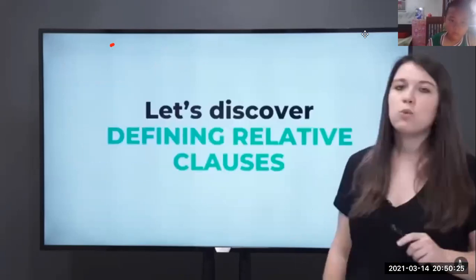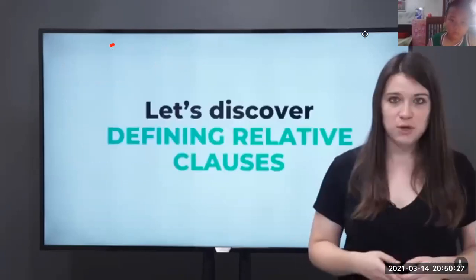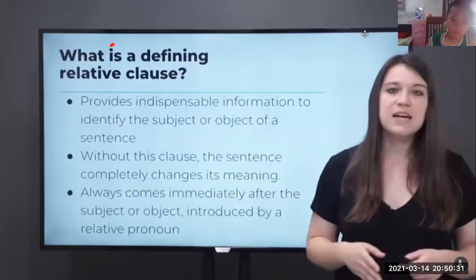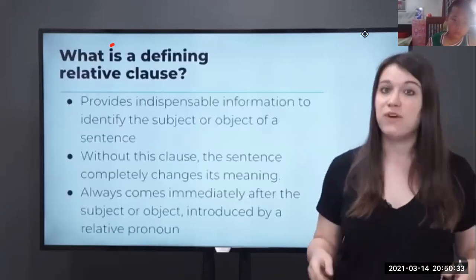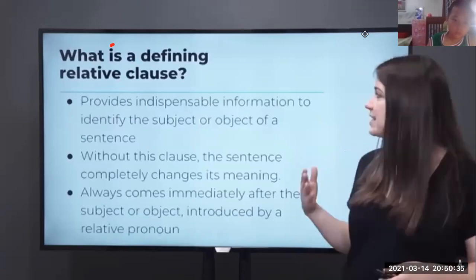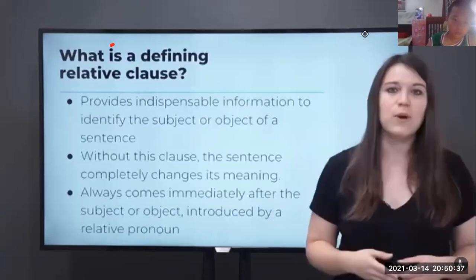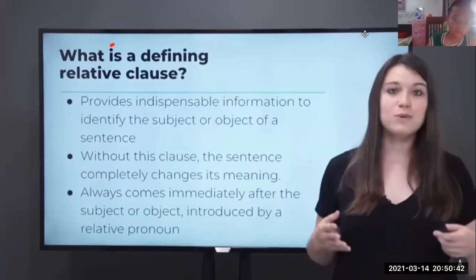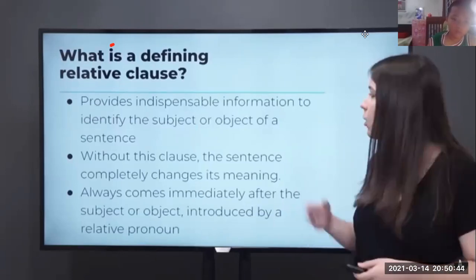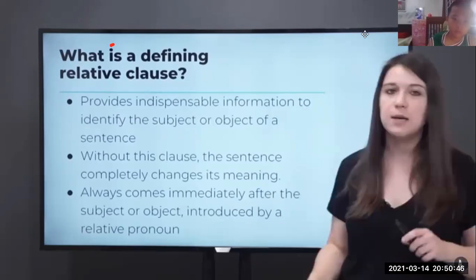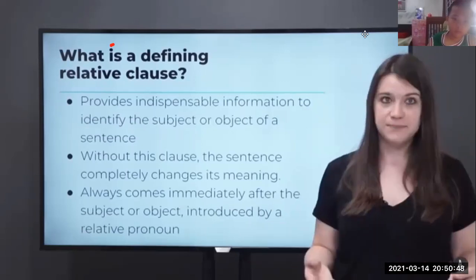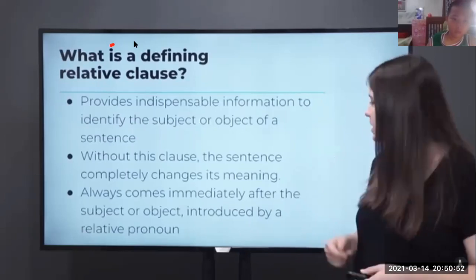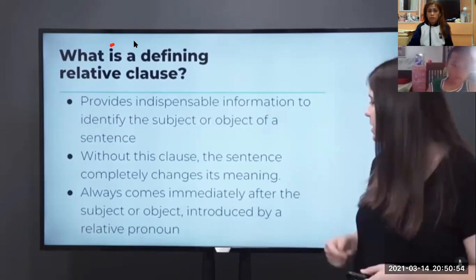So we'll start with defining relative clauses. What does a defining relative clause mean? A defining relative clause provides information that is indispensable, essential to identify the subject or object of the sentence. You need this information in the sentence. Without this clause, the sentence completely changes its meaning. It always comes immediately after the subject or the object and is introduced by a relative pronoun.